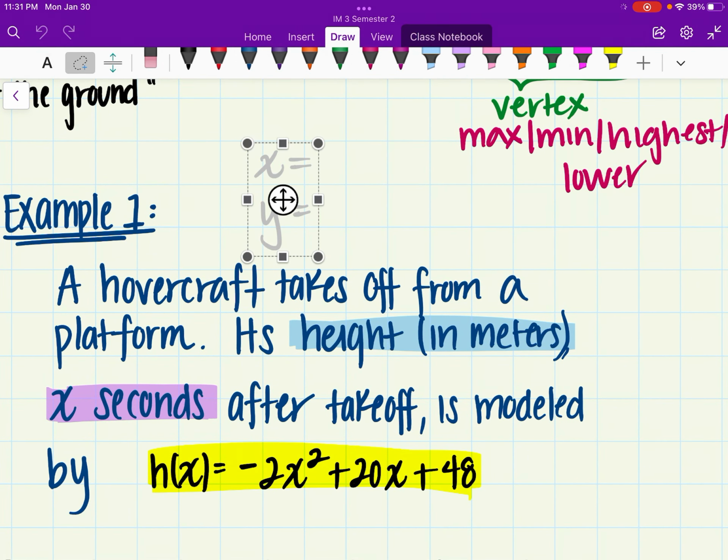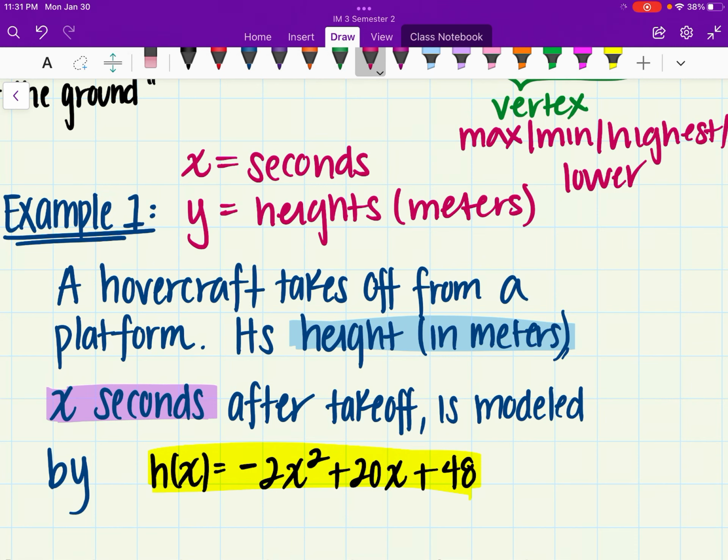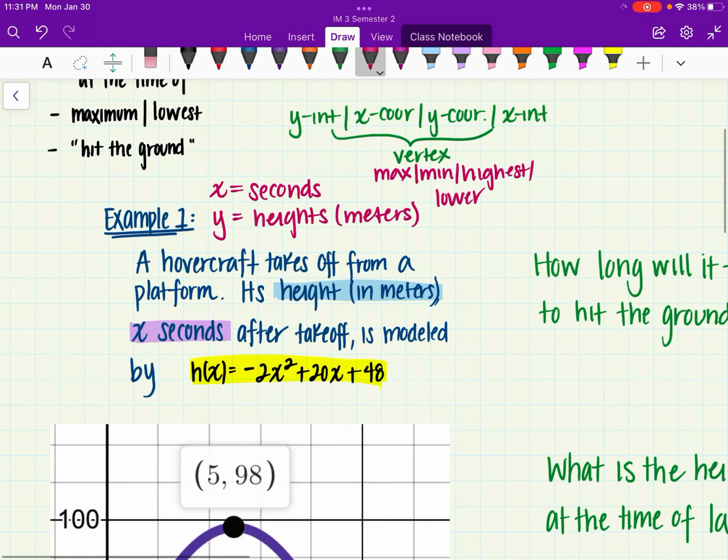So x, guys, they're actually telling us x represents seconds. X in this case is seconds. That makes y the height in meters. So let's take a look at our questions here.